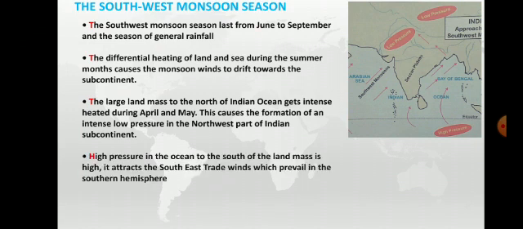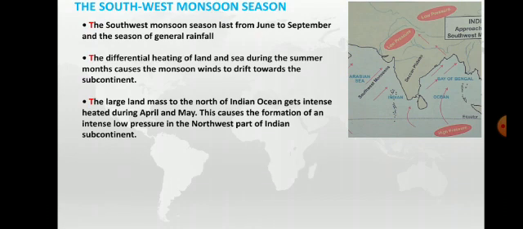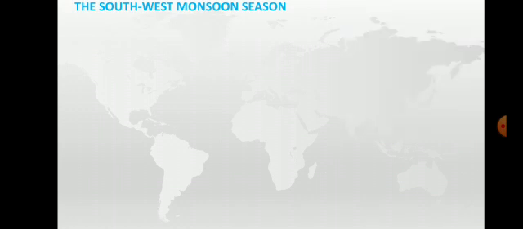And the pressure in the ocean to the south of the landmass is higher. That is, towards the ocean, you can see high pressure is created, isn't it? Towards the south part of India, you can see high pressure is created. In the northwest part of India, you can see low pressure is created. So this will attract the southeast trade winds which prevail in the southern hemisphere.